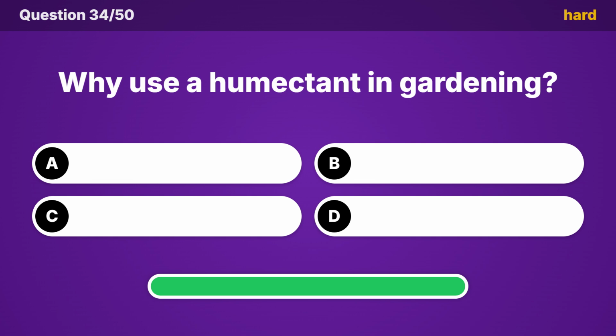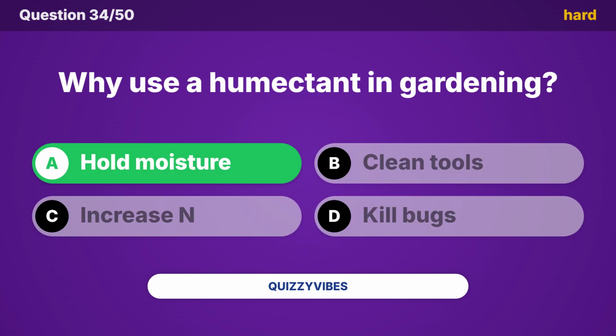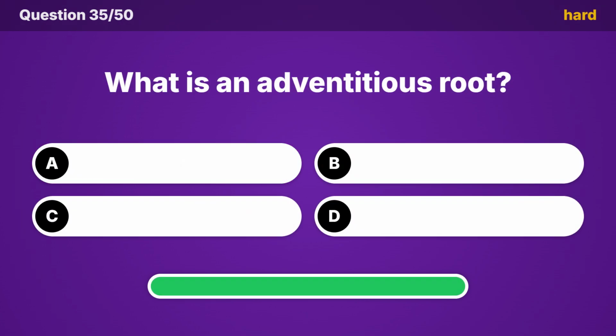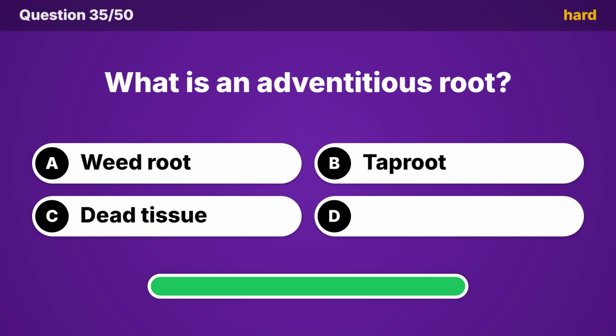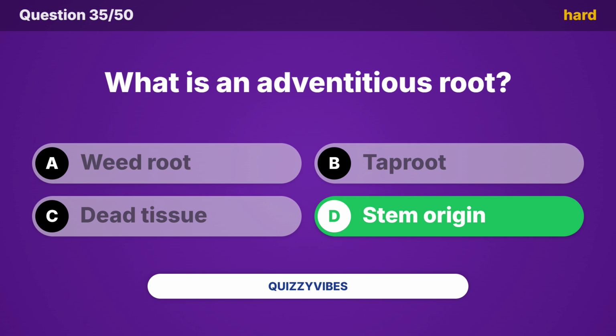Why use a humectant in gardening? Here is the answer: hold moisture. What is an adventitious root? The answer is stem origin.